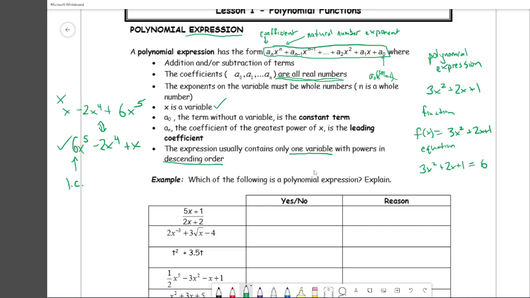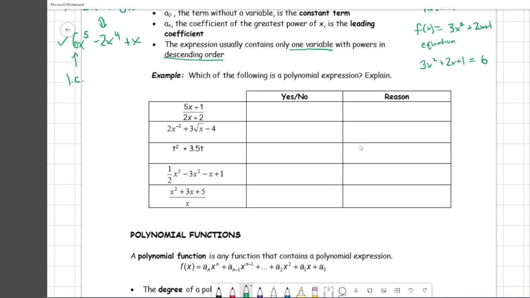So let's do a quick exercise here where we're looking at what makes a polynomial expression and how we know. So let me say this one is a polynomial, and in terms of y, it is the sum of two terms with whole number exponents on x.